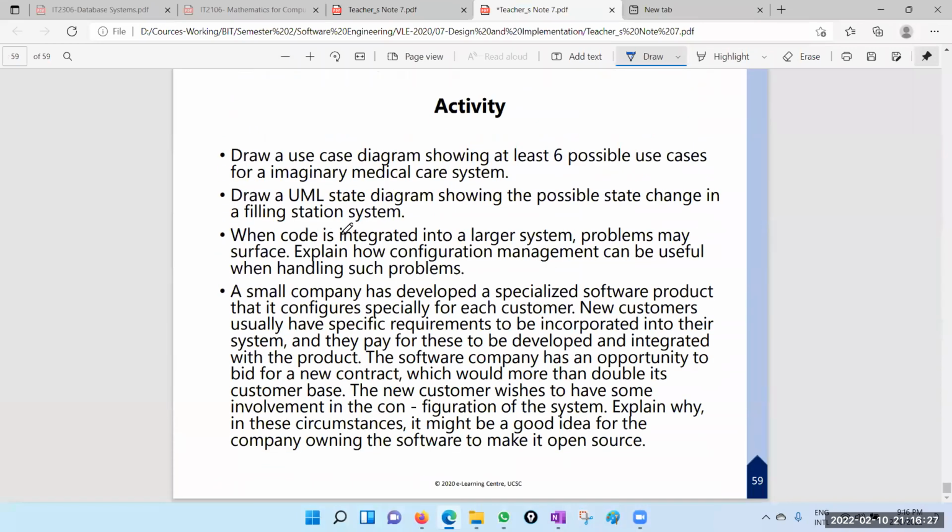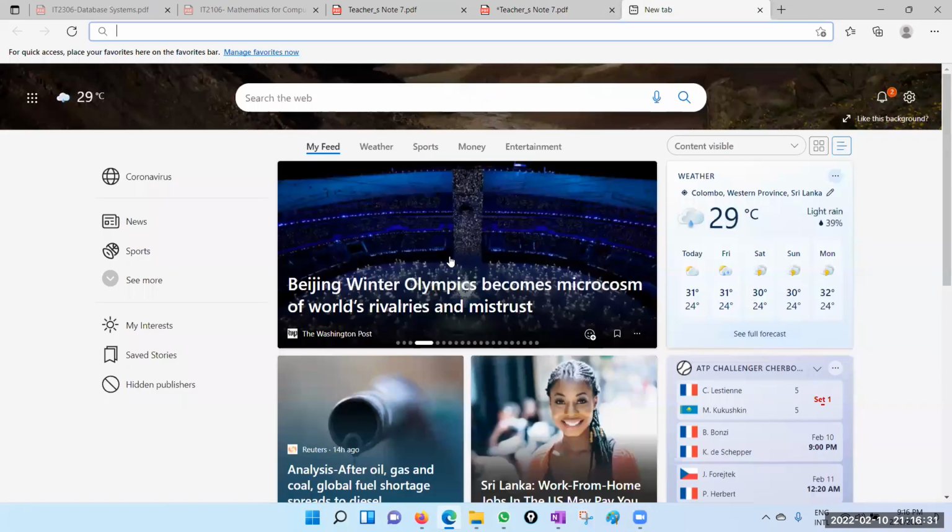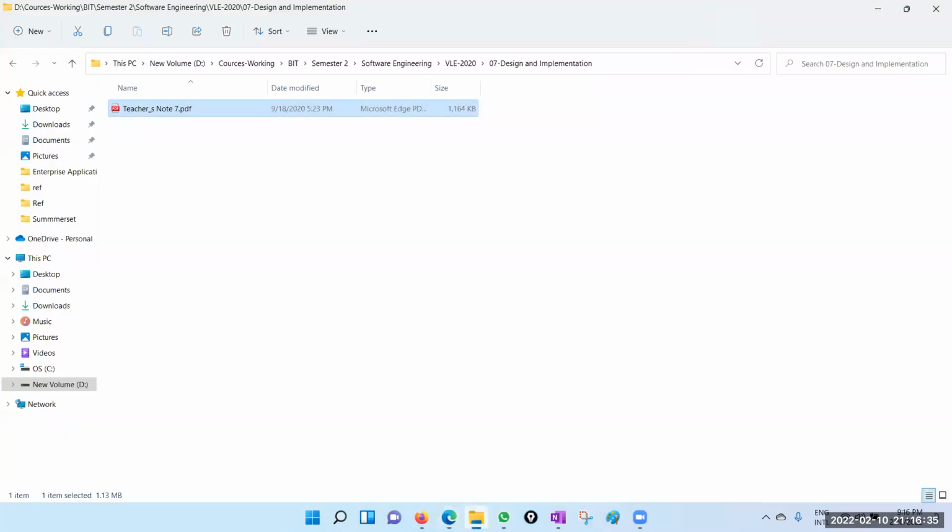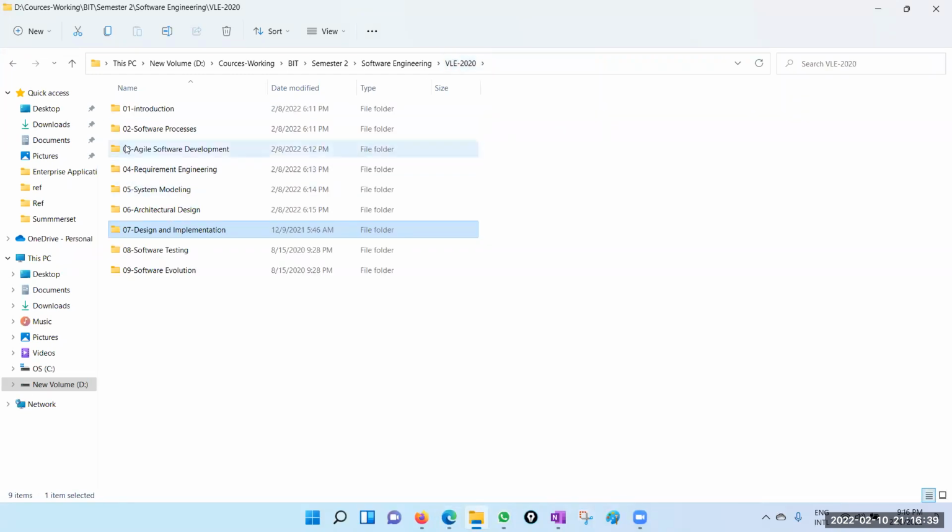Right. So that's it about designing. Actually, it took more time than I expected. Now we have done topic 1 to topic 7. We have 2 more topics only: software testing and software evolution. Those 2 topics we are going to do next day when we are doing software engineering, and we are going to finish it.